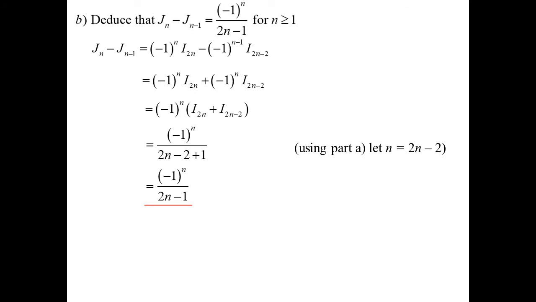A lot of time was probably wasted on people actually then going and working out I2n plus I2n minus 2, when in part A you've already found a formula for that, so you can save yourself a fair bit of time. Oh, look at that. We've got sigmas. Oh, how good is this question?